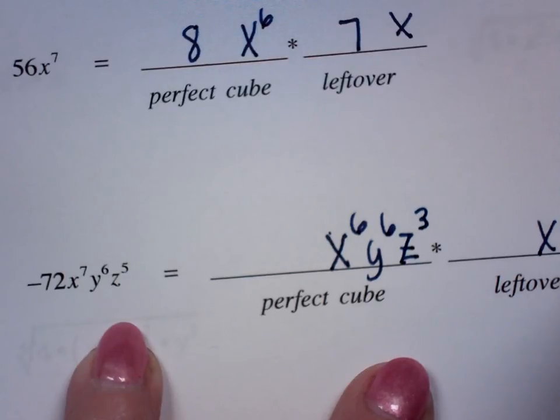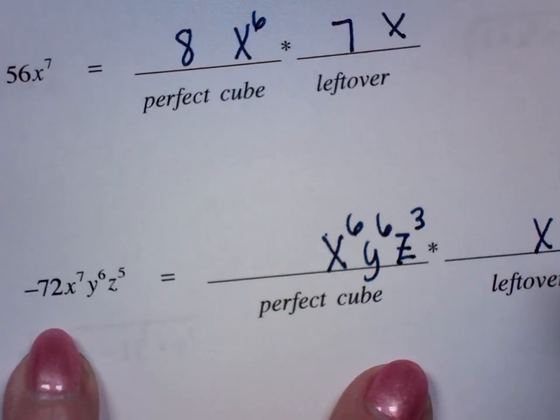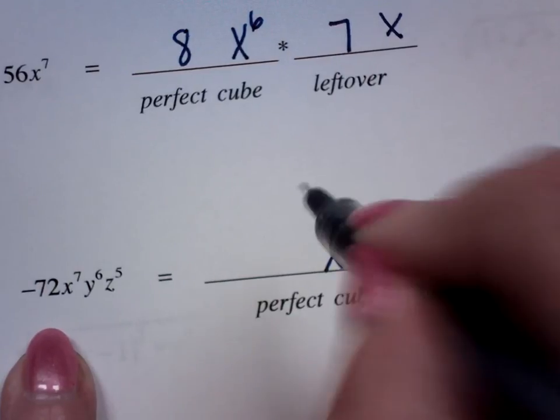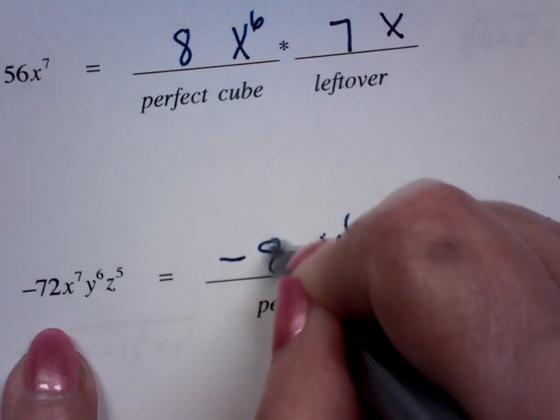2. Now, negative 72. Well, let's see, what do I multiply? 64 does not divide 72. 8. So, but it's not 8, it is a negative 8. What's the leftover?